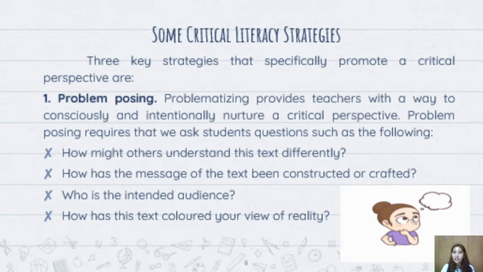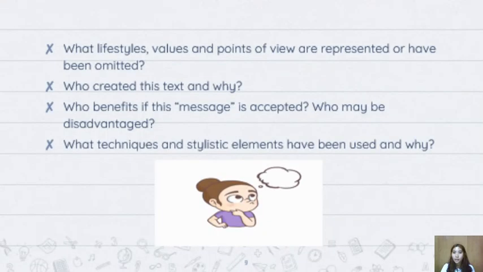How has the message of the text been constructed or crafted? Who is the intended audience? How has this text colored your view of reality? What lifestyles, values, and points of view are represented or have been omitted? Who created this text and why? Who benefits if this message is accepted? Who may be disadvantaged? What techniques and stylistic elements have been used and why?